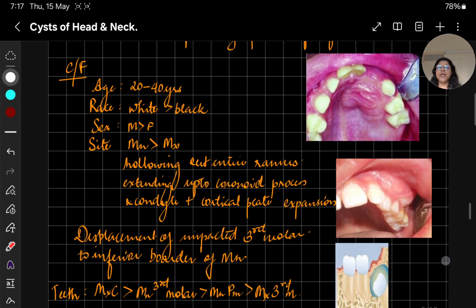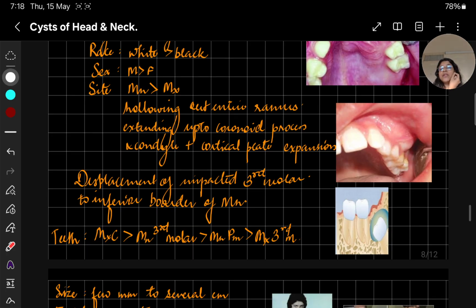Now we come to the clinical features. It is age 22 to 40 years. Whites are more prone than blacks. Predilection for males is more. The site is mandible, more than maxilla. Sometimes it hollows out the entire ramus, extending up to the coronoid process and condyle, plus cortical plate expansion, you can see. So you have displacement of the third molar to the inferior border of the mandible. When you have such an enlargement, the impacted third molar can be displaced down to the inferior border of the mandible.